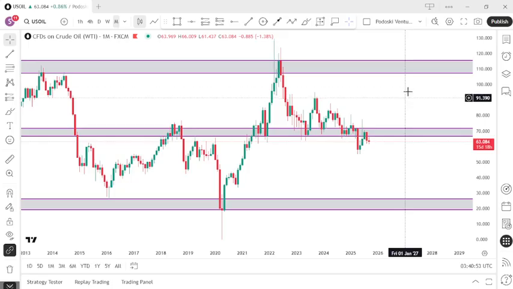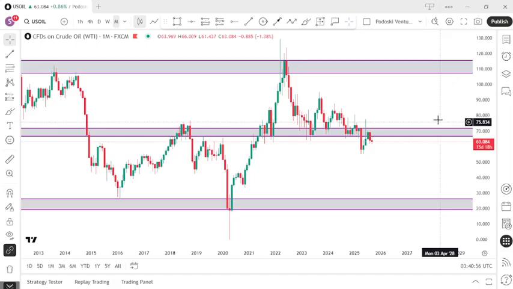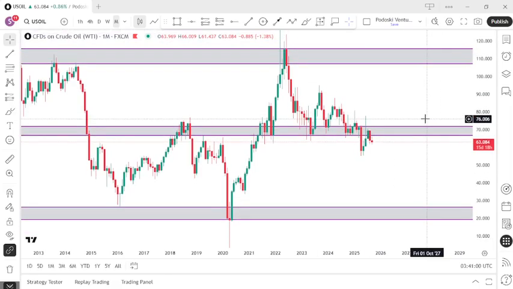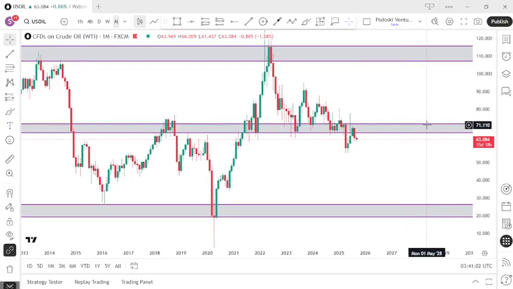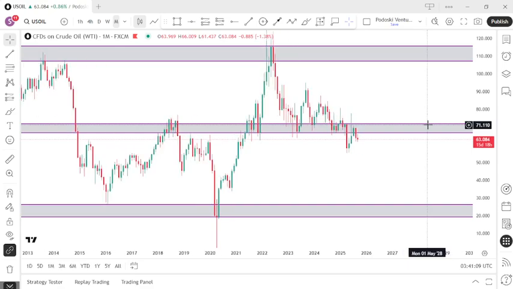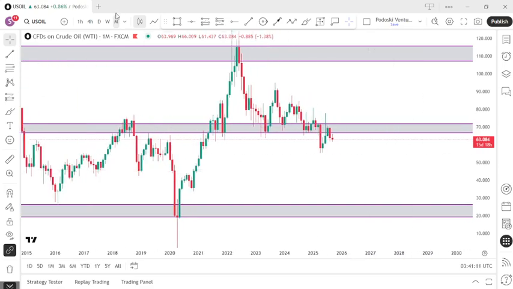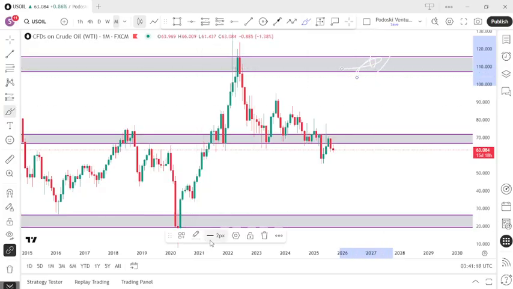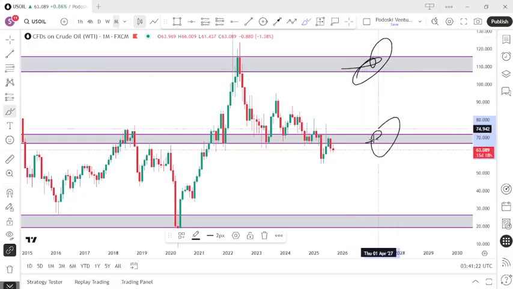There are some pairs to analyze, and the first pair on the list is US oil. On US oil, I'm going to start from the monthly time frame all the way to the 4 hour for us to get a precise entry. Starting from the monthly time frame, I have my monthly upper zone here, midway zone here, my monthly lower zone here.